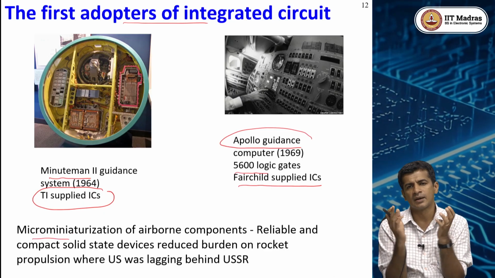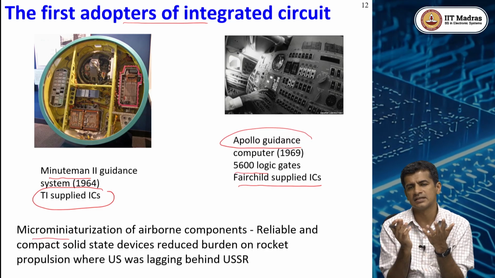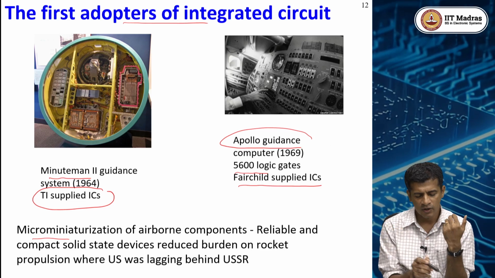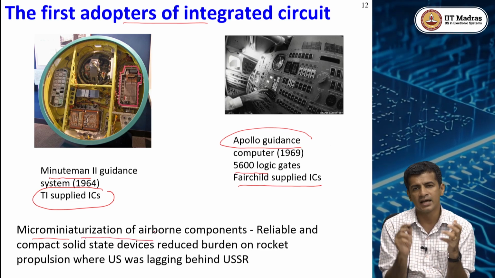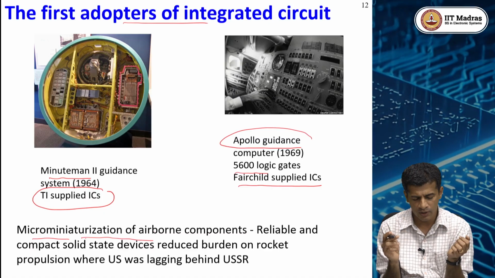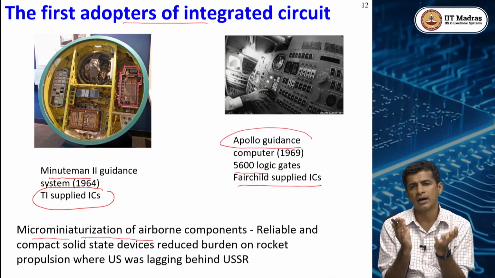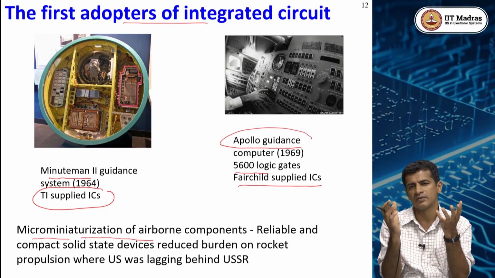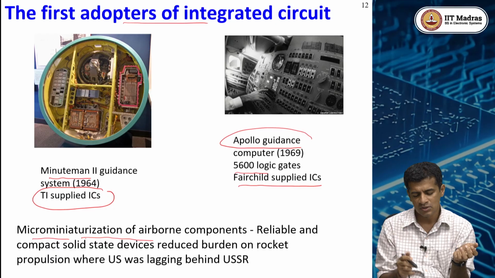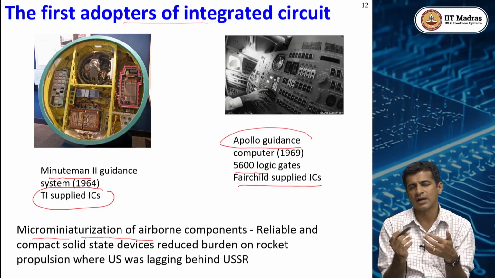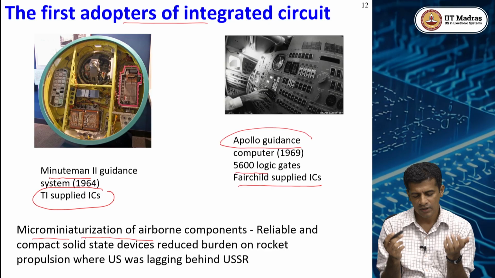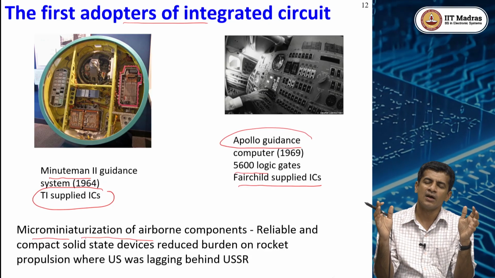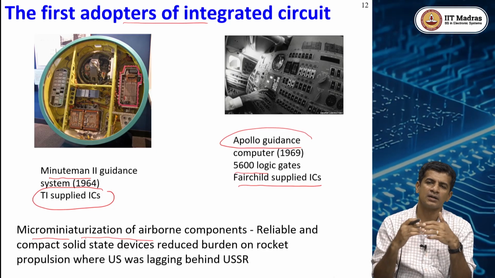The airborne components, the aerospace industry, are always worried about weight and also reliability. So if you could miniaturize the airborne components, that was one of the main motivations. You could reduce the burden on the rocket propulsion and reduce the payload weight. At that time, the US was lagging behind the USSR on rocket propulsion. So even with slightly inferior rocket propulsion technology, if you reduce the payload weight, you can still put things into orbit.